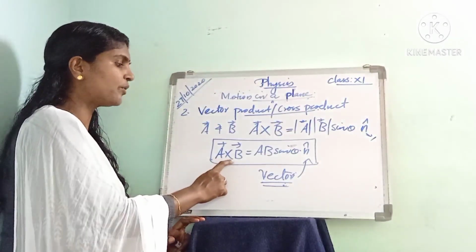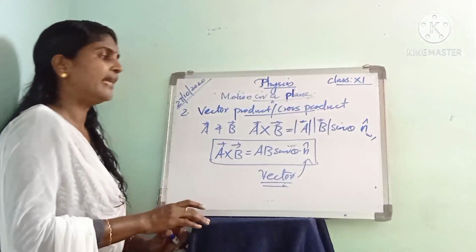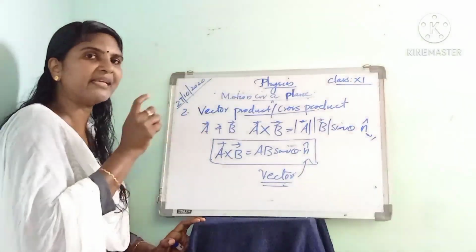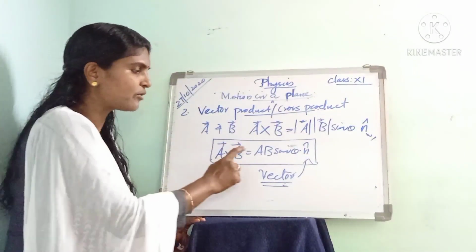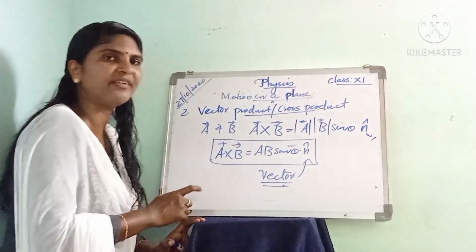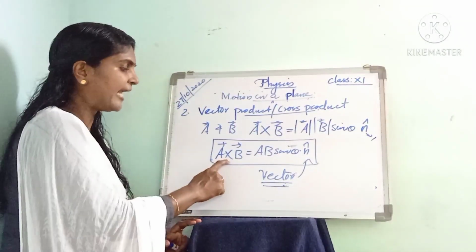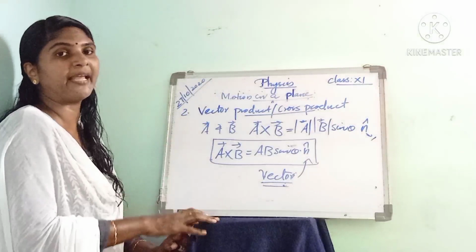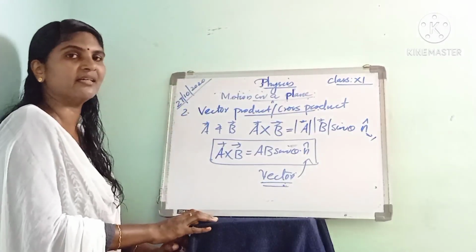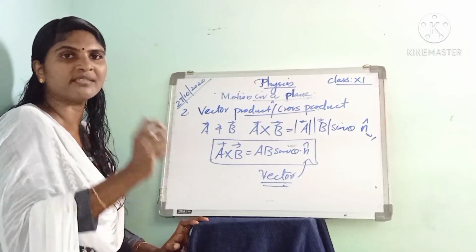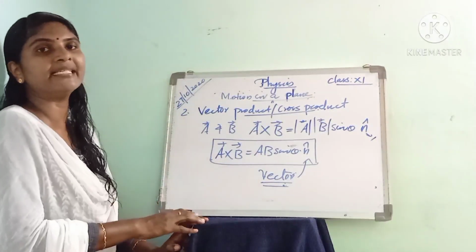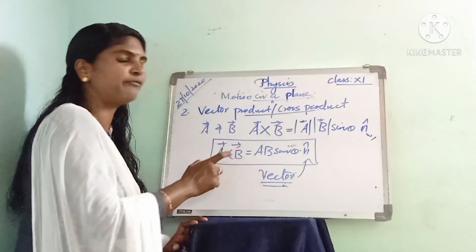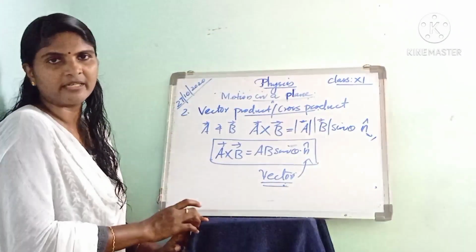So we can write A cross B is equal to AB sine theta into n cap. The vector product or the cross product of two vectors A and B is defined as the product of magnitudes of A and B and the sine of angle between A and B. Very, very important in the multiplication of vectors are the two equations. A dot B is equal to AB cos theta, then A cross B is equal to AB sine theta into n cap. And here the cross product of two vectors must be a vector.